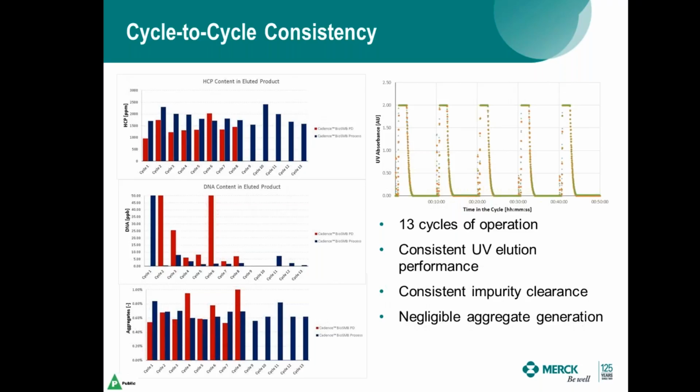We do see one outlier in the data, that's cycle 6 on the process scale that's showing pretty high DNA levels. We're still trying to investigate if that's a real measurement or an outlier in the assay. The aggregates for both of these processes resulted in less than 1% and very comparable between the process and PD scales.